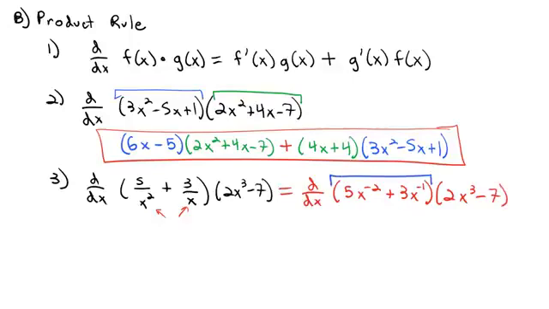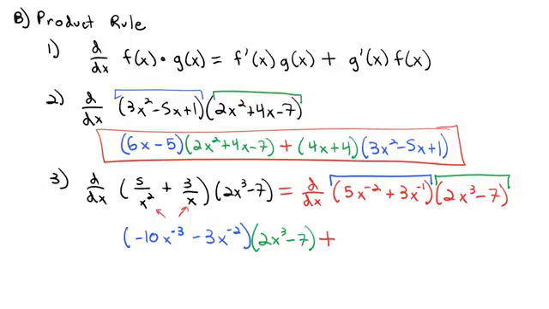So again, now we're multiplying two polynomials, a first part times a second part. And the formula says it's equal to the derivative of the first. 5 times negative 2 is negative 10x. And if we subtract 1 from negative 2, the new exponent is negative 3. 3 times negative 1 is negative 3x. Subtract 1 from the exponent, and we get negative 2. The derivative of the first times the second, 2x cubed minus 7.